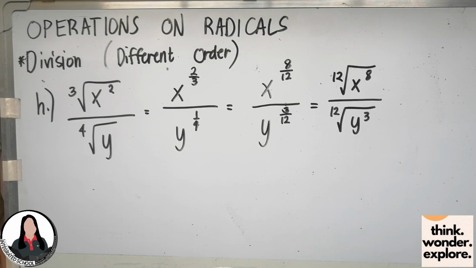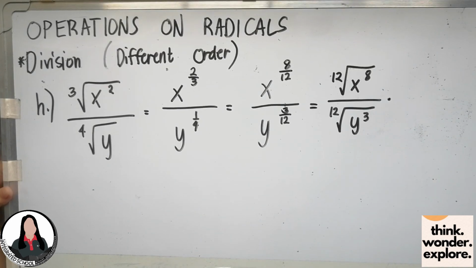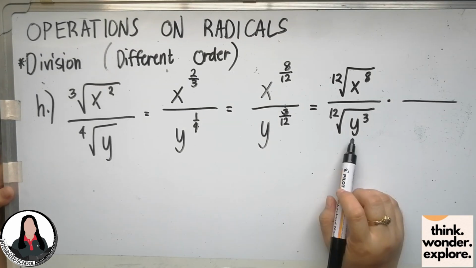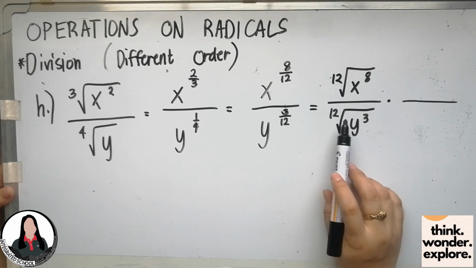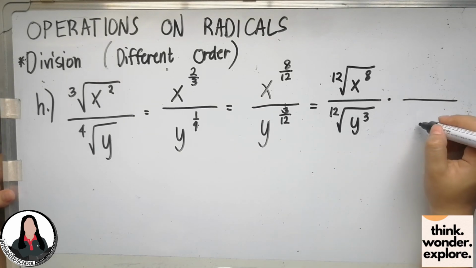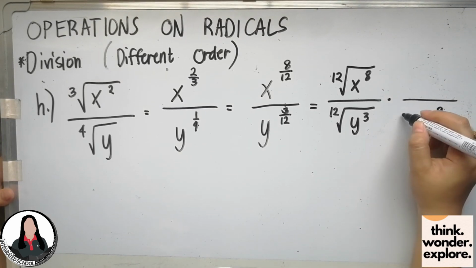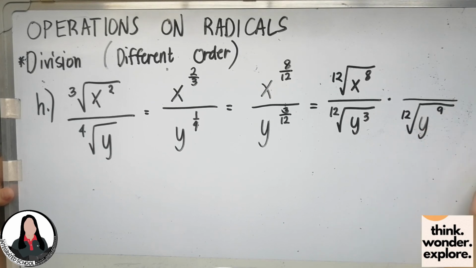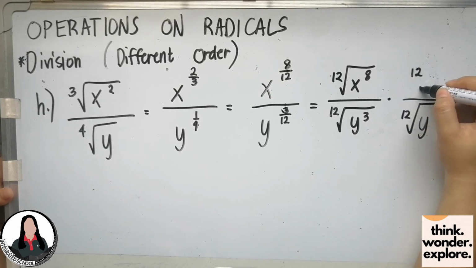We have come up with an answer wherein we still have a radical expression sa denominator. That means we need to rationalize our denominator. So, we have to get y raised to 12 para makancel ang ating index. Now, meron tayong y cube. So, anong i-multiply natin kay y cube para maging y raised to 12? Then, that is y raised to 9. And then, copy natin yung ating radical expression. Then, same is true with the numerator.